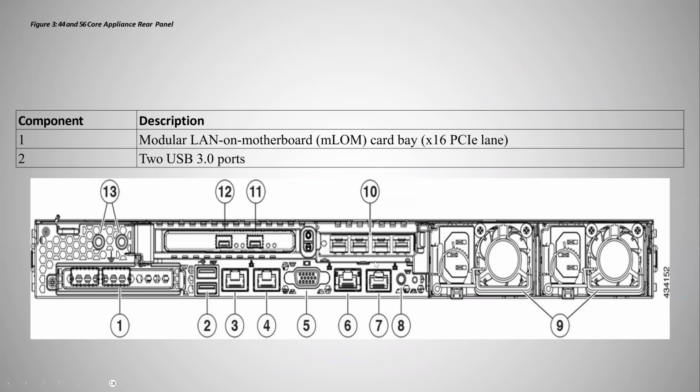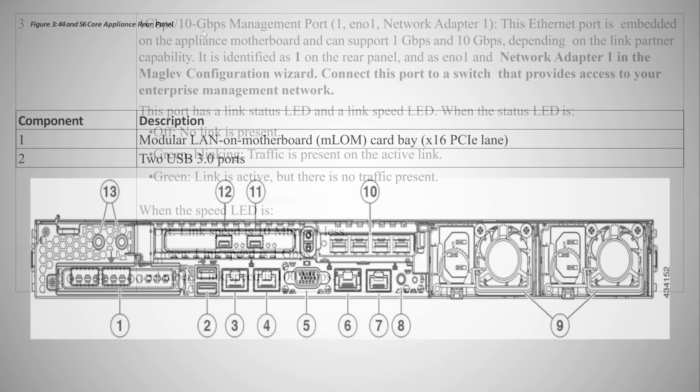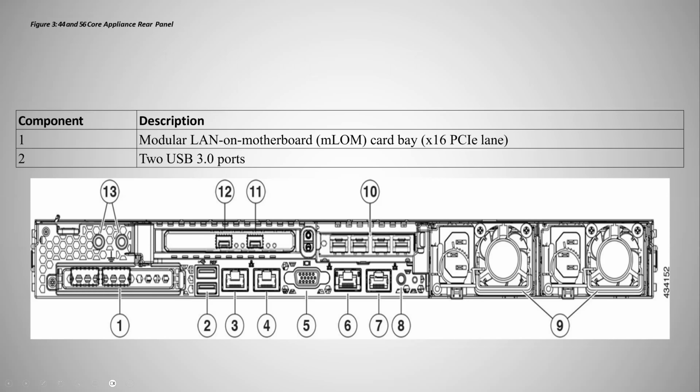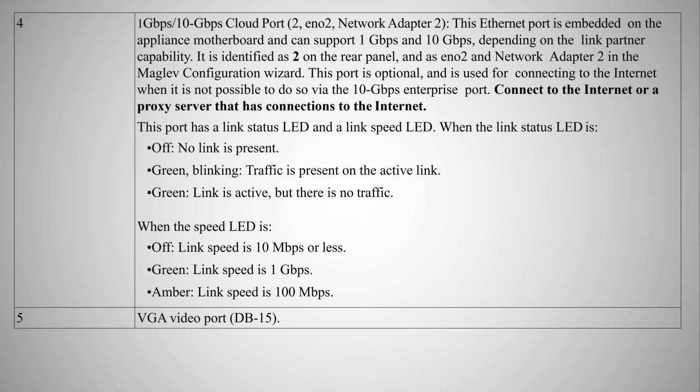Here you have some USB port, some other ports as well, some indicators, etc. But you will see 3 is the management port. It's 1 gig / 10 gig, and you can see 3 here. Then you can see 4. So for the ports that we have just discussed, you will find 3, 4, 6, 7, somewhere 10. 3 is there, 4 is there. 4 is what? Cloud port, you can see here.